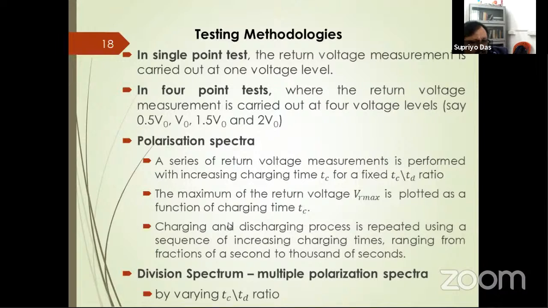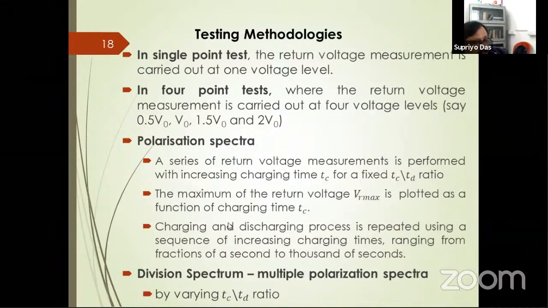The charging and discharging process is repeated using a sequence of increasing charging times, ranging from seconds to thousands of seconds. We change the charging time from small, even 1 second, 2 seconds, to some 1000 seconds, 1800 seconds, or 3000 seconds, to that range.